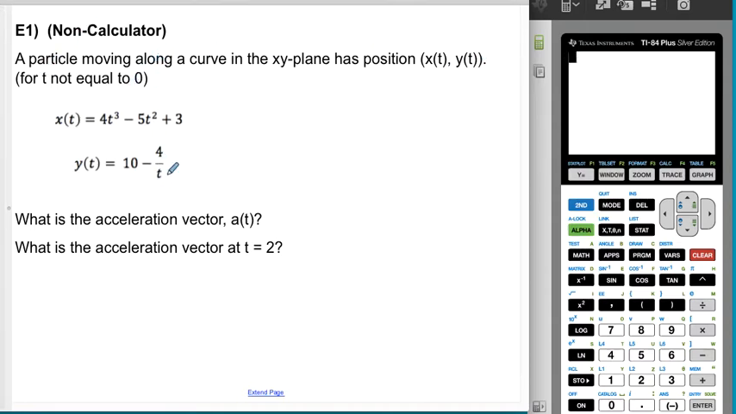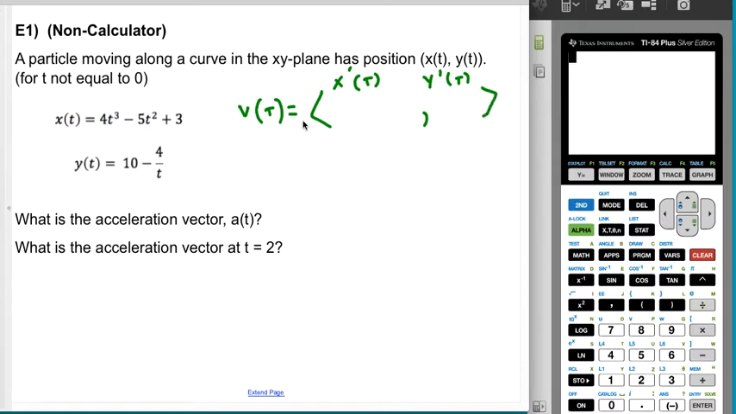And you can see why, because in my problem here, there's a t in the denominator. So what is the acceleration vector a of t? Well, that means I'm going to have to differentiate twice, right? So v of t is going to be essentially x prime of t, comma y prime of t. Well, I can go ahead and find those two derivatives, right?